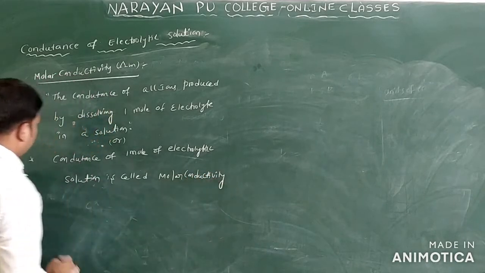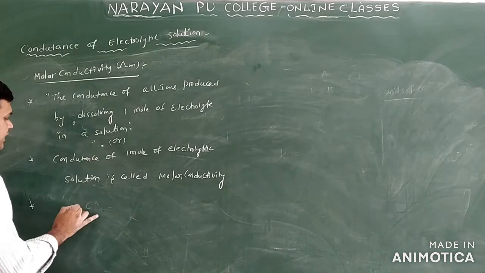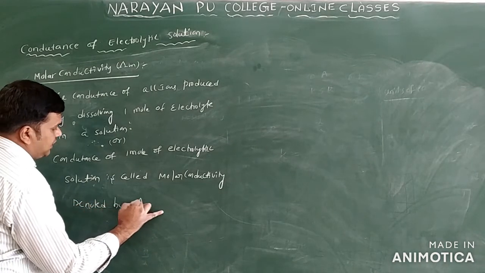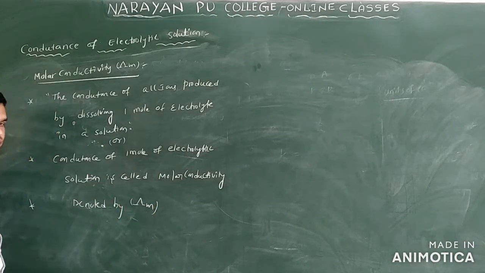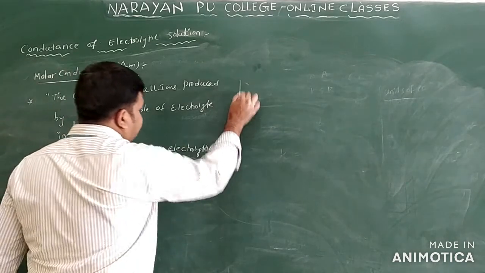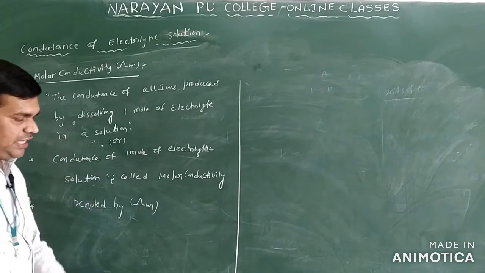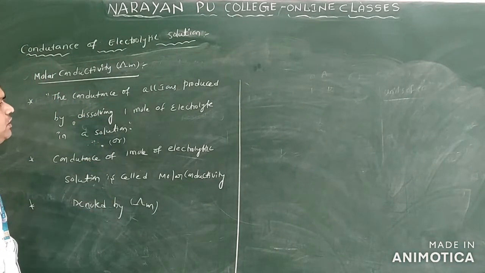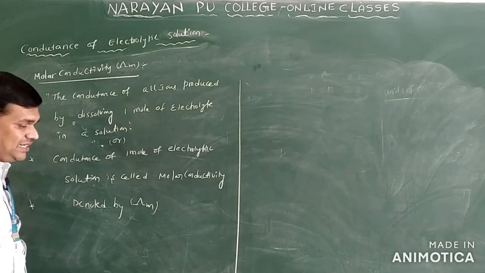Molar conductivity only. This molar conductivity is denoted by capital M (Λm). How can we define it? It is the conductance of all ions produced by dissolving 1 mole of electrolyte in a solution.